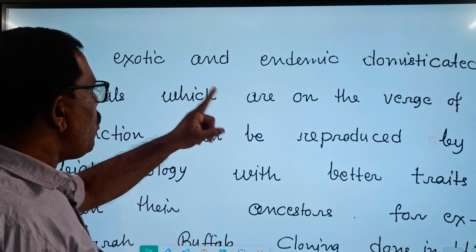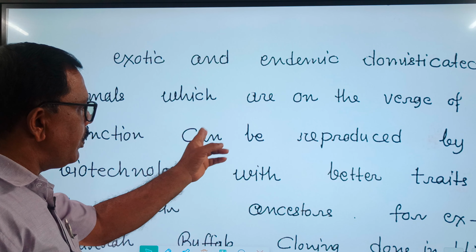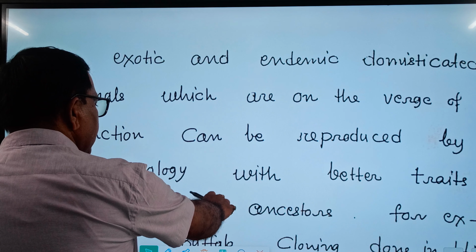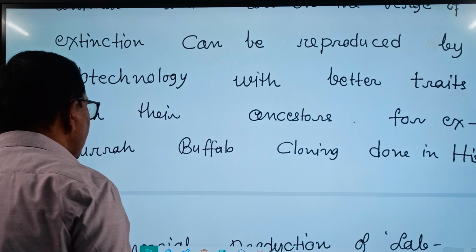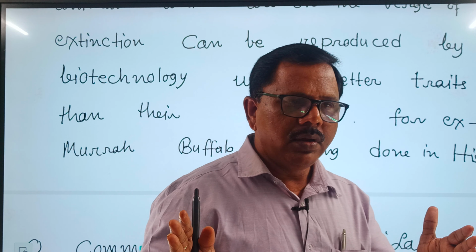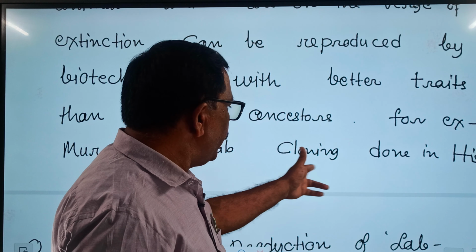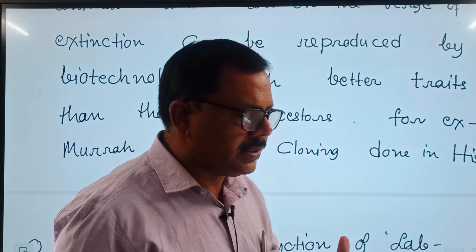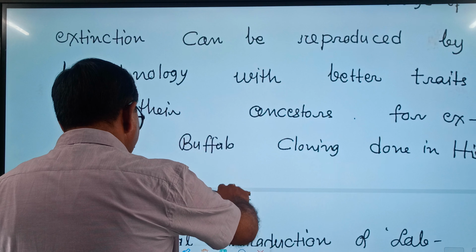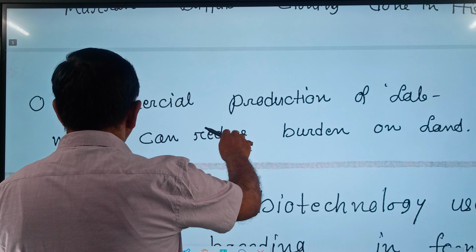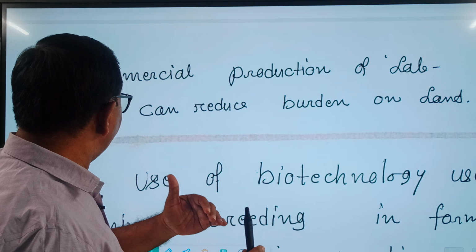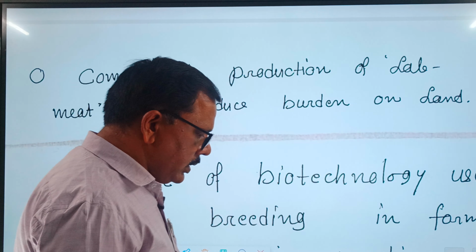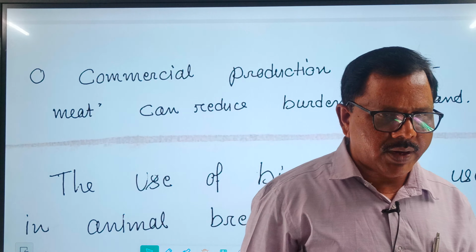animals which are on the verge of extinction can be reproduced by biotechnology with better traits than their ancestors. For example, the Murrah buffalo, cloning done in Hisar, Haryana. It is a sign of biotechnology. So it is very helpful for farmers also. Later you write, the commercial production of lab meat can reduce burden on land. So this is the first part of your answer.